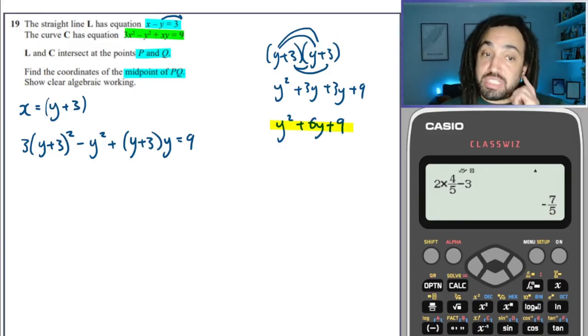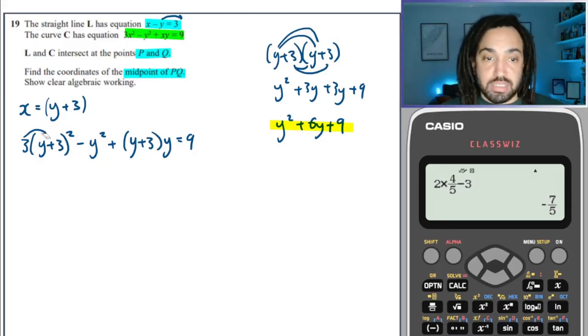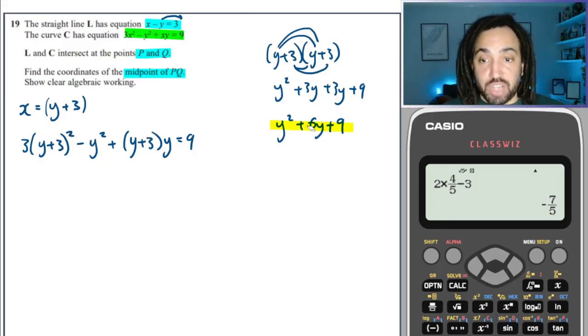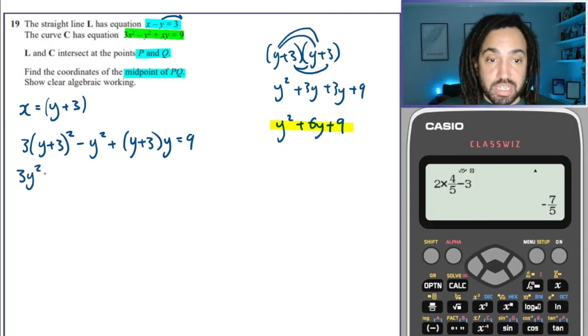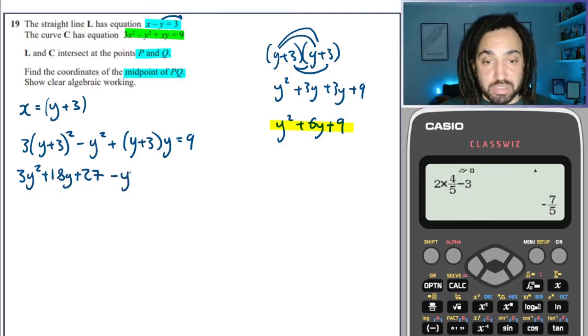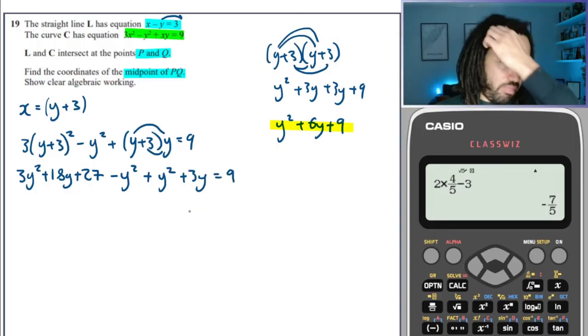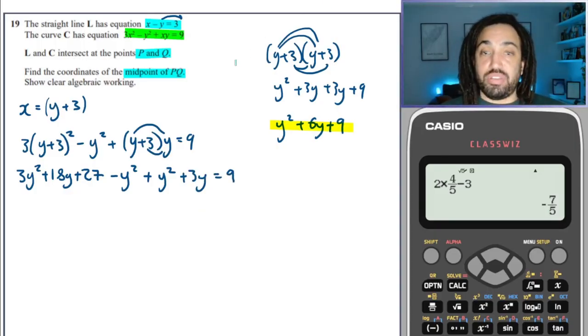Now some people might make the mistake by timesing 3 into the bracket before squaring. We can't do that because BIDMAS tells us we must square first, which I've done over here, and then I'm going to times by 3. So I'm basically timesing this yellow thing by 3. So that's 3y squared plus 18y plus 27. And then we're over to this term, which is just minus y squared. And then we're over to this bracket, which is y squared, and then plus 3y. And that equals 9.